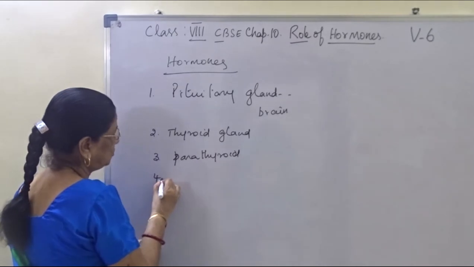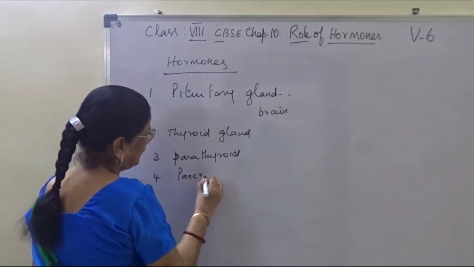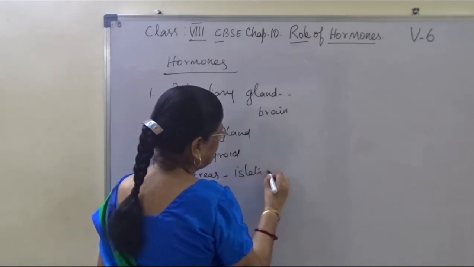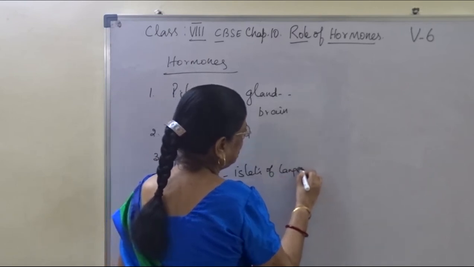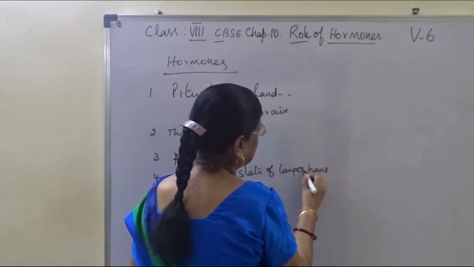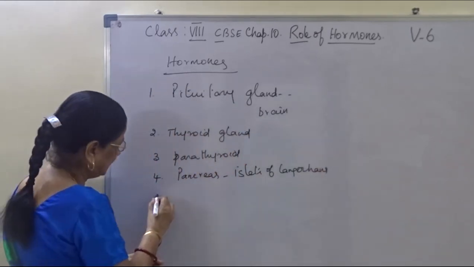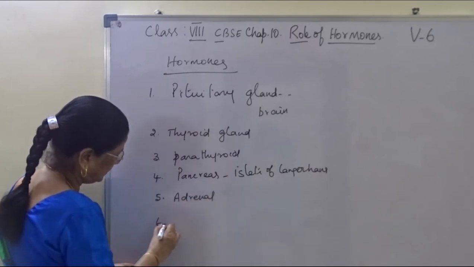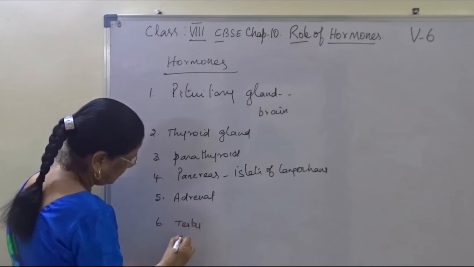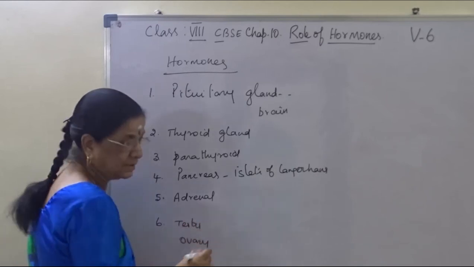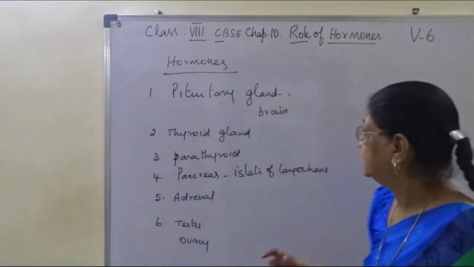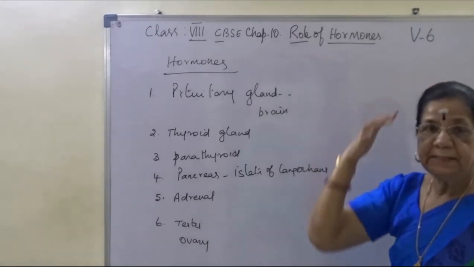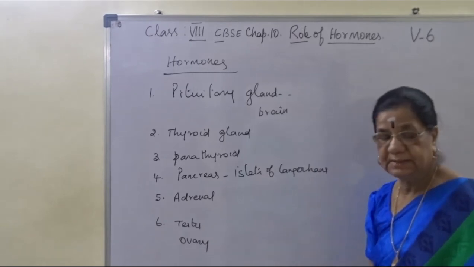The fourth one is the pancreas, which is a dual gland, where it contains islets of Langerhans. And then the adrenal gland, and then testis and ovary. The sex organs will secrete hormones. So these are the endocrine glands present in our body, starting from the head to the sex organs.